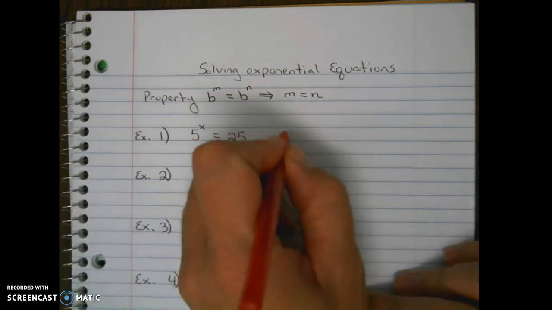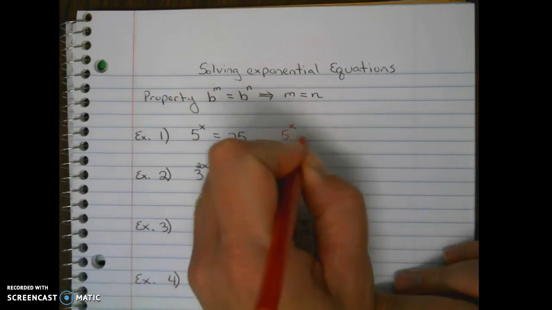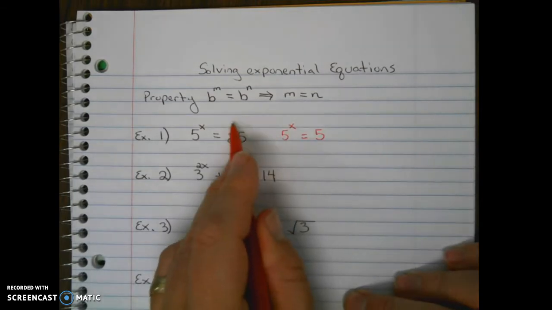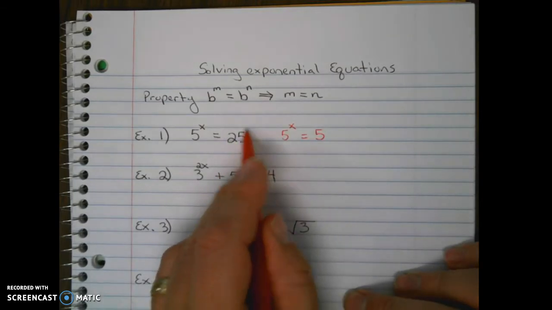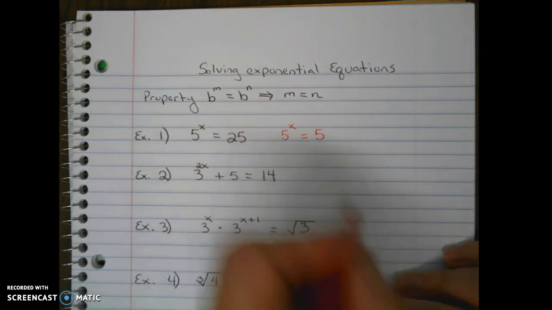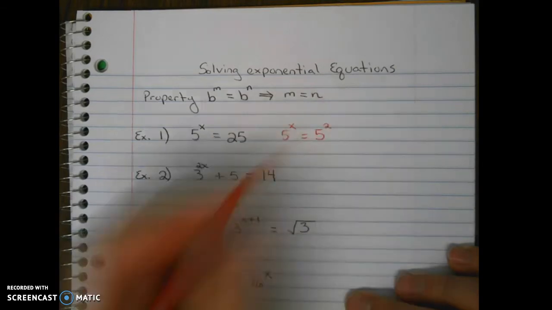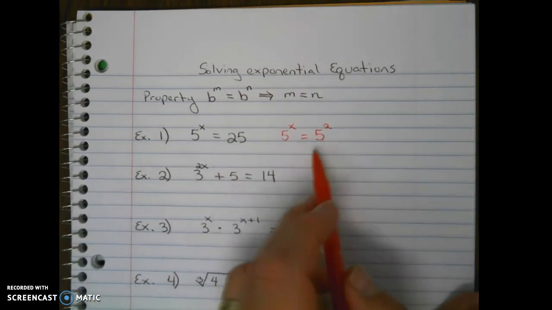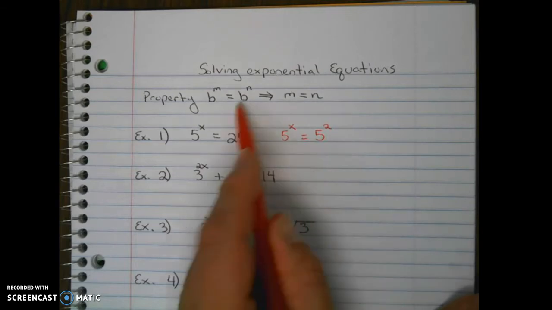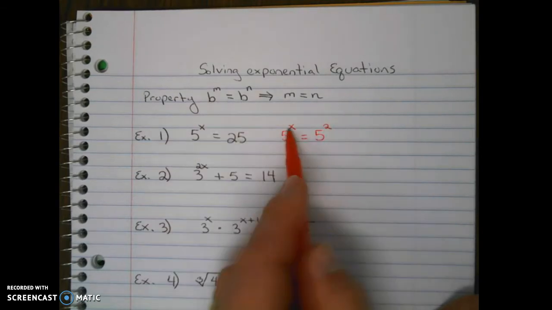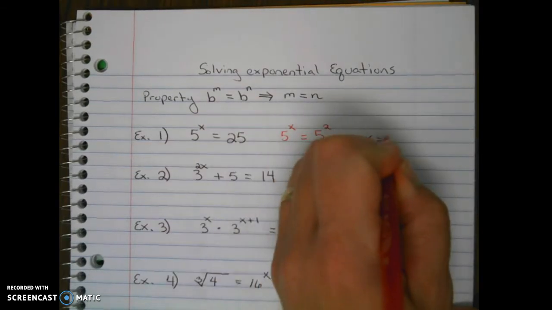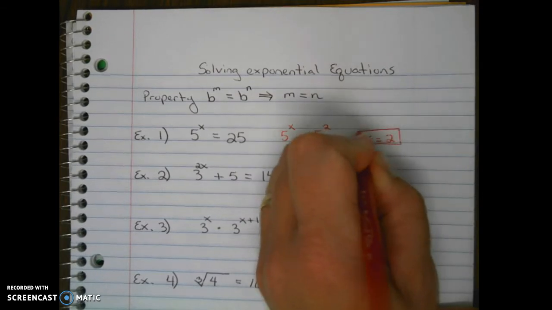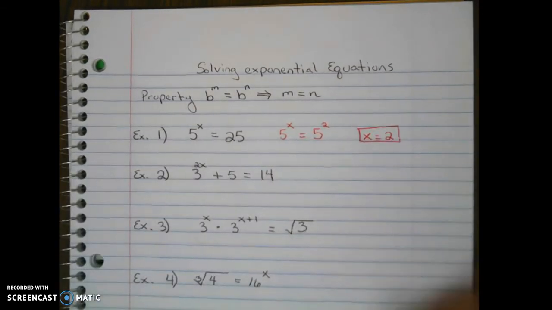So we would have 5 to the x equals 5, and we want an equivalent number to represent the 25, so 5 squared. 5 squared is 25. So since the bases are now the same, we can then set the exponents equal to each other. This is a very simple example, very basic. X is equal to 2.